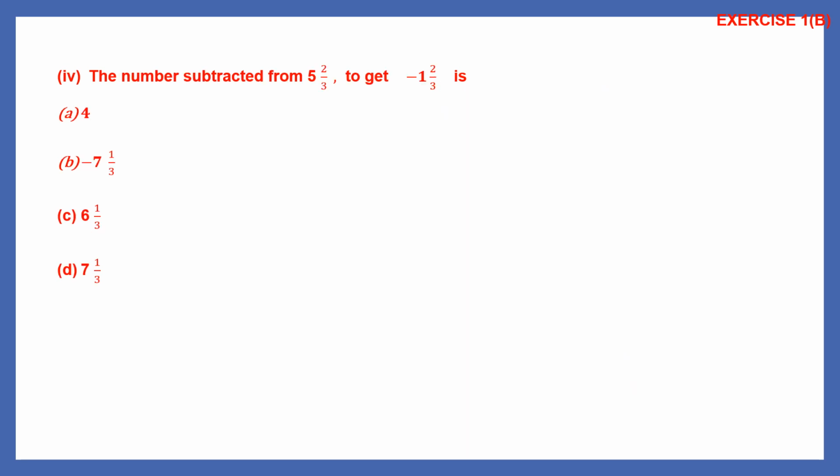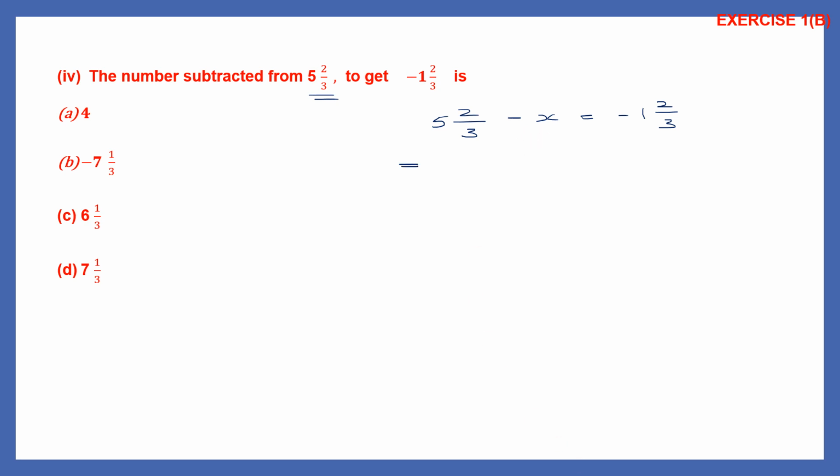Question 4. The number subtracted from this number to get minus 1 by 2 is one of these. So you have to understand the question. So a number is subtracted from this number. That means this number will come first. That means 5, 2 by 3. A number that is subtracted from this to get minus 1, 2 by 3. So here we have to find out this number x. So let's find out the value of x.